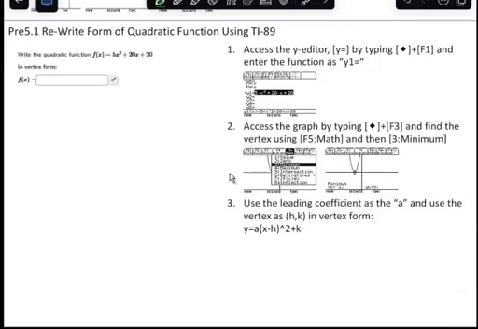Okay, writing in vertex form is going to be based on knowing what vertex form looks like. So if I could find my h value and find my k value, I can plug those in. I will know my a value because it's the same leading coefficient as any of the other forms. So right now, I know my vertex form is going to have an a value of 5, x minus some h value squared, plus some k value.